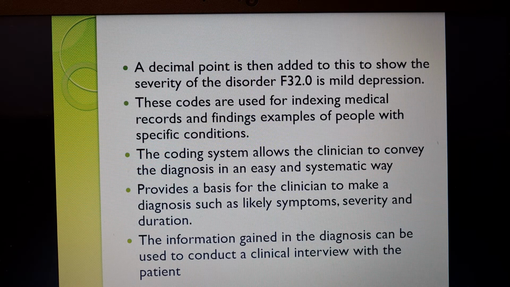And the whole point really of using these codes is to index medical records, and to just really make it a bit easier for clinicians to convey that in a more systematic way. It does also enable clinicians to make a diagnosis, such as looking at specific symptoms and severity and the duration. So it is important. This is why they use these coding systems in the ICD. The information that is gained from the diagnosis can be used to conduct a clinical interview with the patient later on to get some additional or further information.